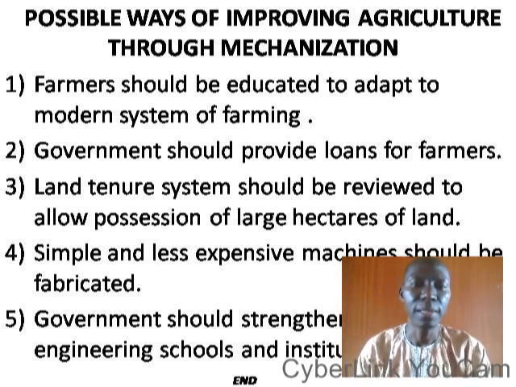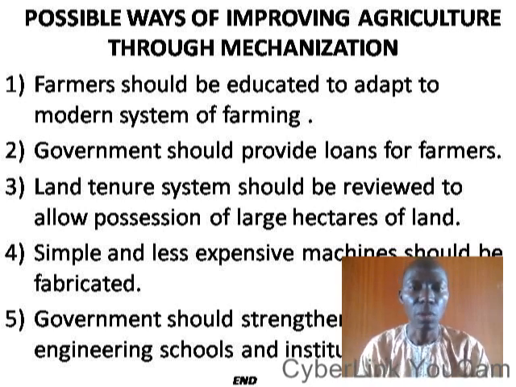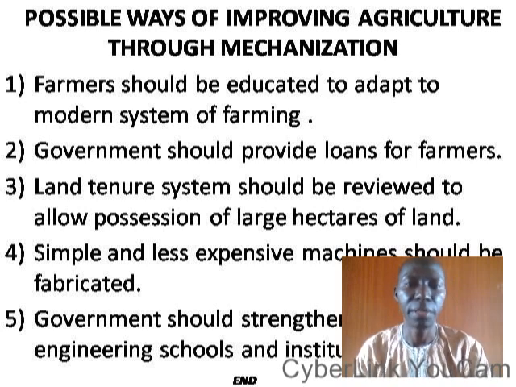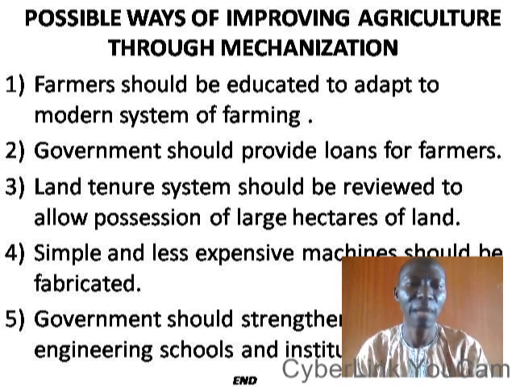Number 2, government should provide loans for farmers. Loan facilities should be provided for farmers in order to have the credits to pursue agricultural mechanization. 3, land tenure system should be reviewed to allow possession of large hectares of land. The current land tenure system practiced in Africa does not encourage the acquisition of large hectares of land for farming, so this should be reviewed.